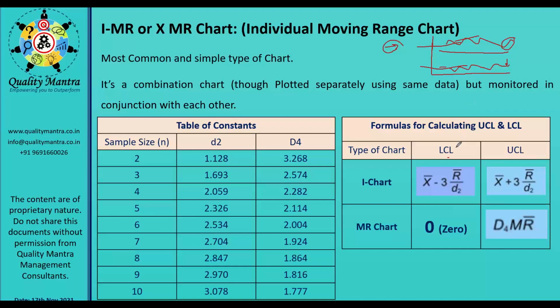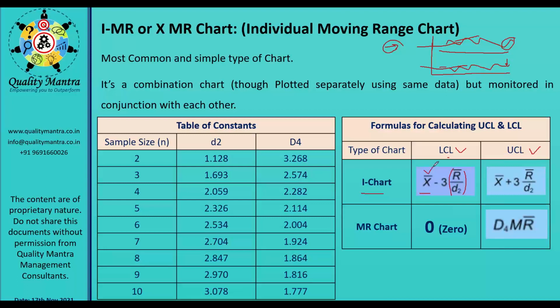Now you require LCL and UCL. So for LCL and UCL, I request you people to please write this formula. Okay, I am going to show you this again. But for your benefit, please write these formulas because you need to calculate. For the I chart, the LCL and UCL will be calculated from X bar minus 3 into R bar by D2. Okay, so what is this X bar?